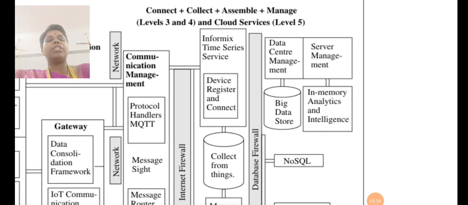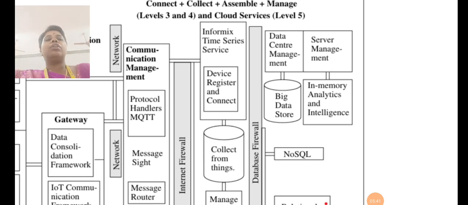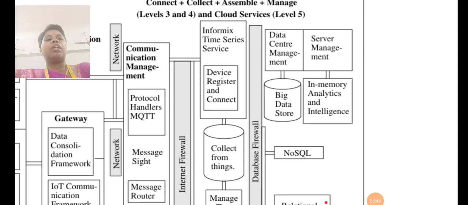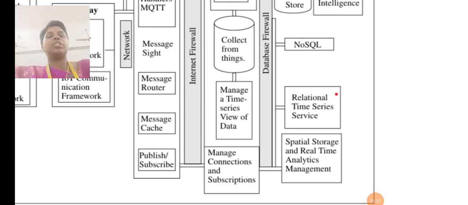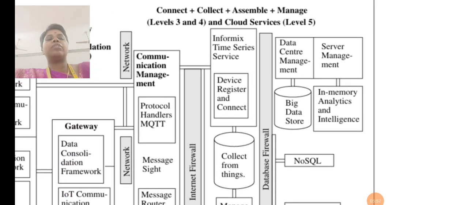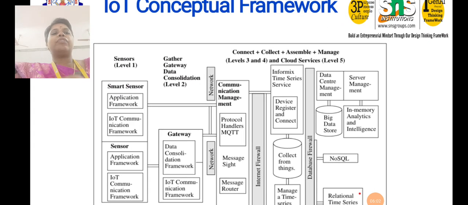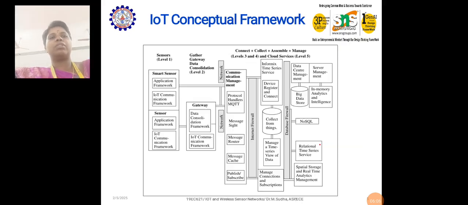We have both management systems in level 5, and a big data store also, that is, a cloud based server from which we fetch information whenever we need it if the data size is large. Also there is in-memory analysis and intelligence, relational time series, spatial storage and real time analytic management. All these things are incorporated in level 5 to manage the IoT conceptual framework. So this is how the IoT conceptual framework works.